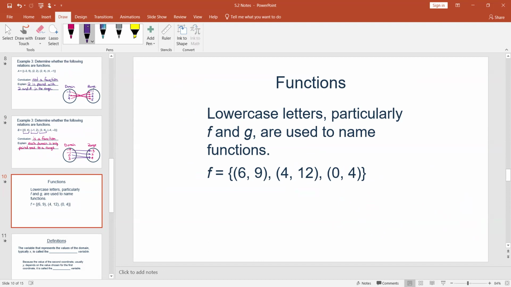So if you're naming a function, you would have a lowercase f. So is this a function? I'm going to quickly look at all of my domains, 6, 4, and 0. Each ordered pair has a unique and different x coordinate. Therefore, yes, this is a function. So this is again set notation of a function.